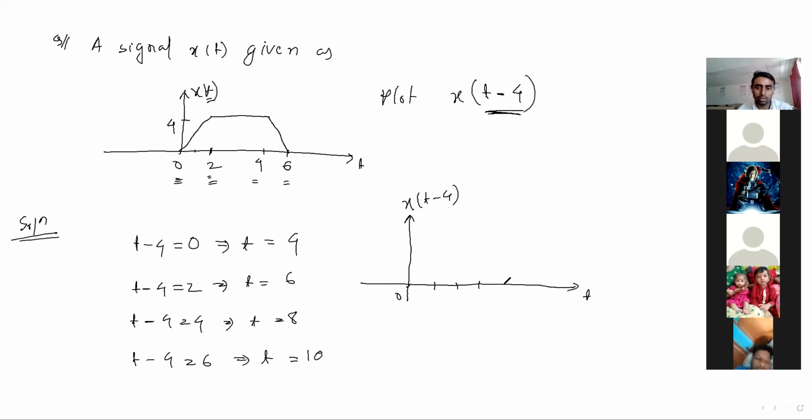4, 6, 8, 10. So the waveform: initially the signal is 0, but now it starts from 4, up to how much? Up to 6. Okay, 4 up to 6. This is the 6. Then up to how much will it be constant? Up to 8. Here you can say 8. Now it again decreases.